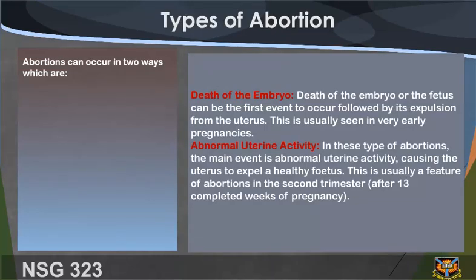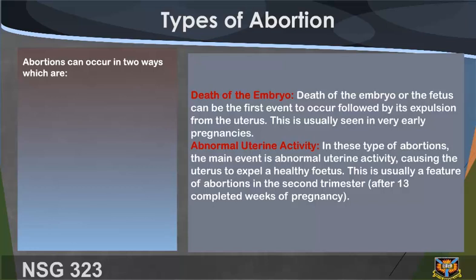Types of abortion. Abortions can occur in two ways, which are death of the embryo and abnormal uterine activity. Death of the embryo. Death of the embryo or the fetus can be the first event to occur, followed by its expulsion from the uterus. This is usually seen in very early pregnancies.